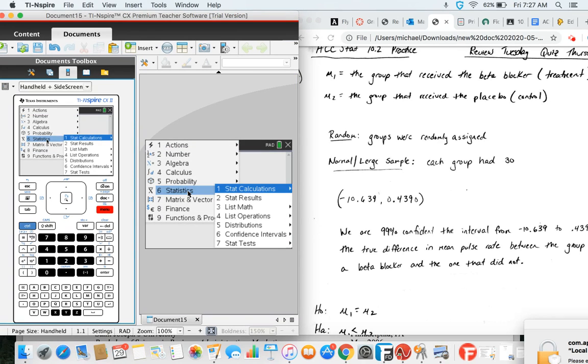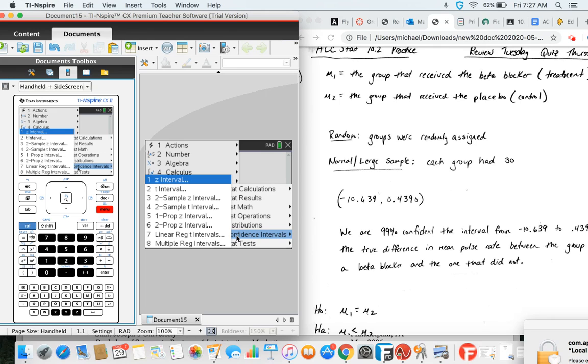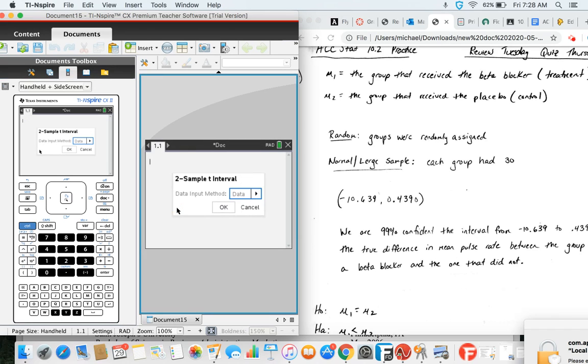All right, so for confidence intervals, it's going to be 6, 6. Now we have two of them here, right? We have two samples. We don't have proportions. It's not 2-prop z interval. It's 2-sample t interval. All right, so if you're writing down the numbers or you want to take note of that, it's 6, 6, 4. We have stats.